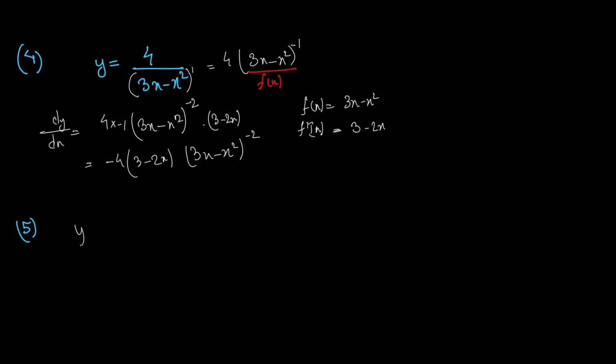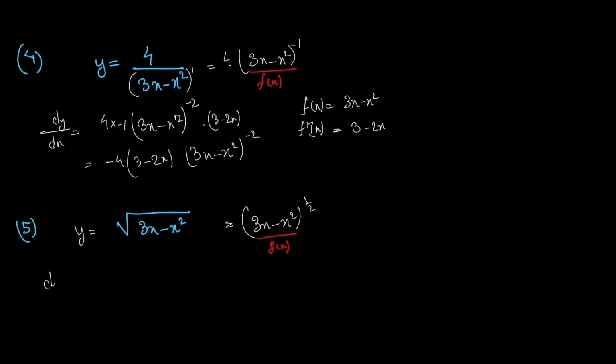Now for this math, let's write y equals square root of 3x minus x squared. Now we can write the square root like this: 3x minus x squared to the power half. Now we have our expression, and here f(x) is actually this. So let's start doing the math.